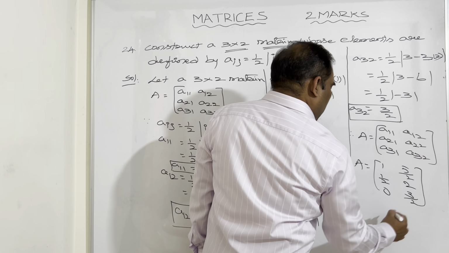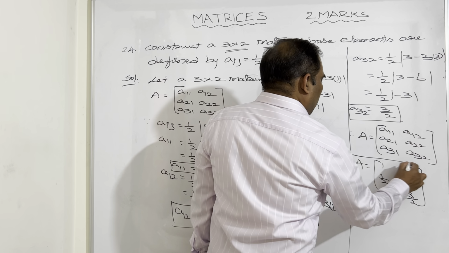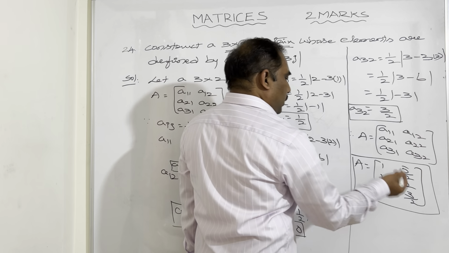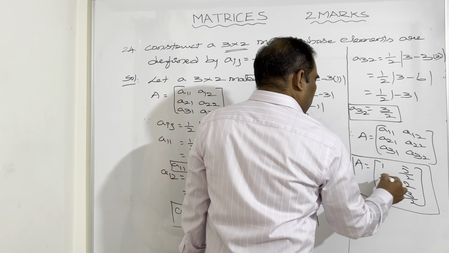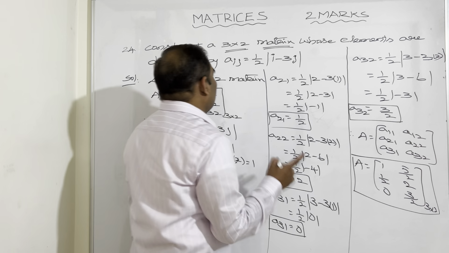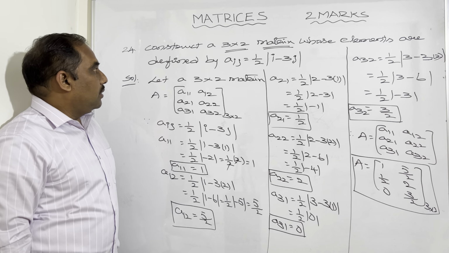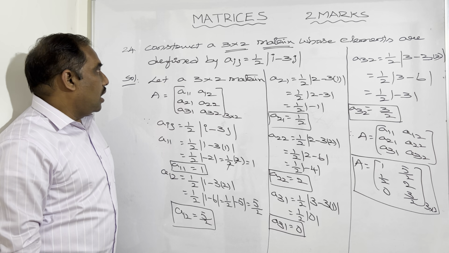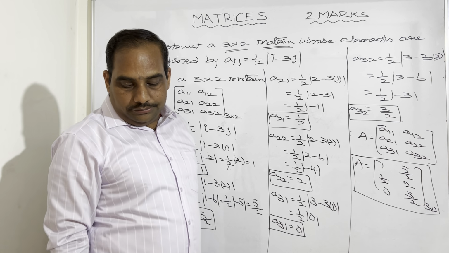So see here, like this we can find the matrix A, whose order is also here: first row, second row, third row, so 3 by 2 only. So like this we can construct the matrix A whose order is 3 by 2.